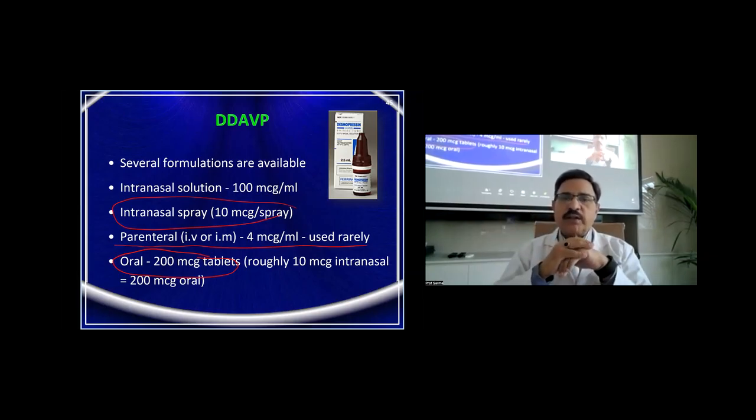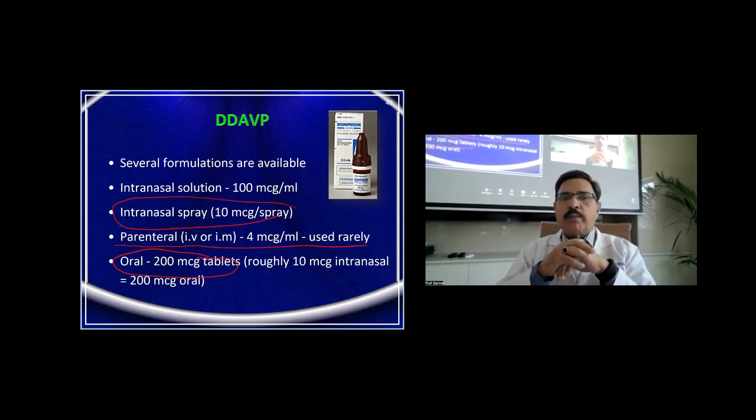What is the strength? The parenteral is 4 micrograms per ml. Intranasal solution, 100 micrograms per ml. Intranasal spray, 10 micrograms per spray. So each spray contains 10 micrograms, whereas 1 ml of the solution used as drops contains 100 micrograms.